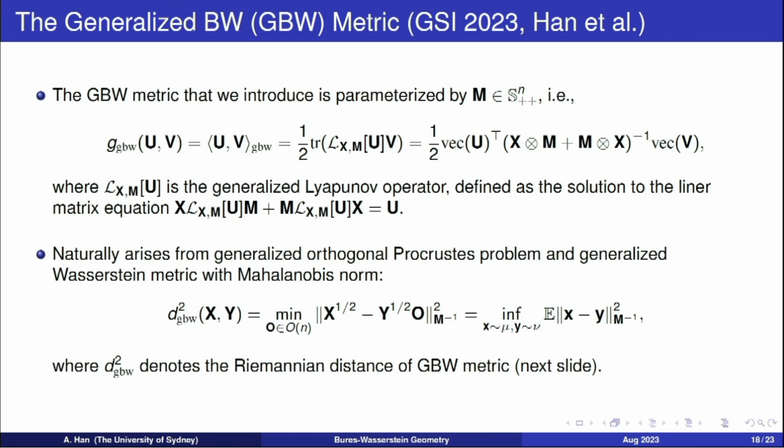Okay, so here we can see that BW can be computed by solving a generalized matrix inequality, and we can also generalize matrix equality, and we can also show that the remaining distance under the GBW matrix arises naturally from solving the generalized orthogonal Procrustes problem and from the generalized Wasserstein distance, where the distance is replaced by this Mahalanobis norm parameterized by this matrix M.